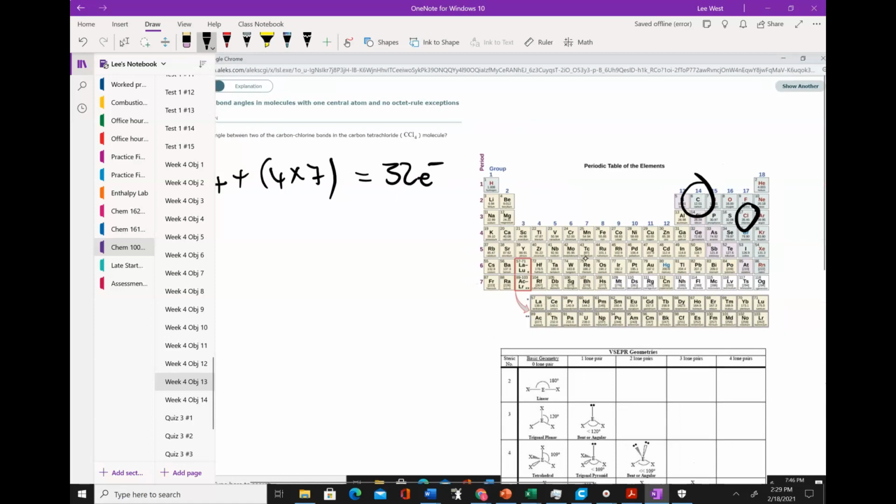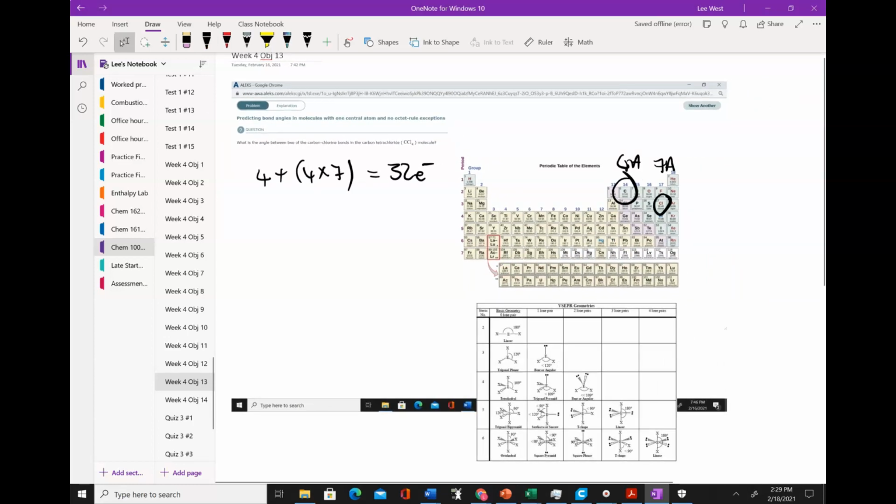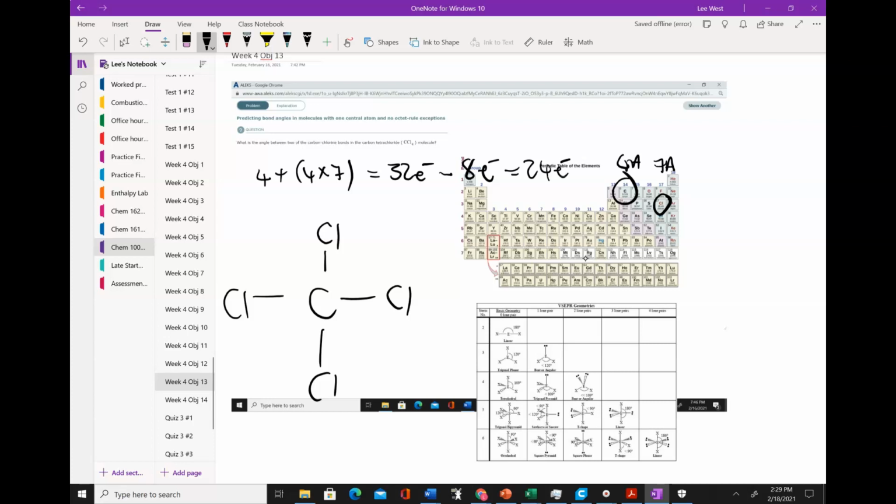Because carbon is in 4A and chlorine is in 7A, carbon will be the central atom and the chlorine atoms are going to be on the outside. So now I'm going to deduct the electrons that I used to make those 4 bonds. I've got to take away 8 electrons, 2, 4, 6, 8, and that means I've got 24 electrons left to finish off the Lewis structure.